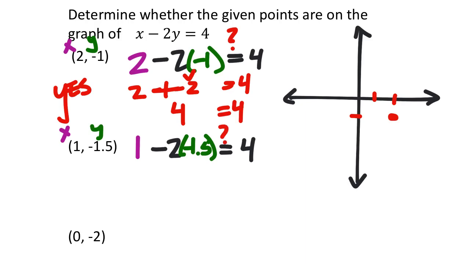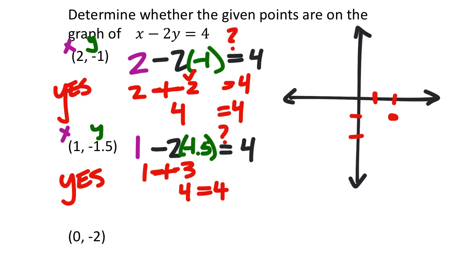So 2 times -1.5, that's going to give us a -3. So I got 1 minus -3, which is really 1 plus 3. That's 4. 4 does equal 4. That's true. So that answer is yes. And when I go to my graph, I see I got x is 1 here and -1.5. That'd be about right there. Okay, now I could connect these dots, but let's see if this last one is true also.